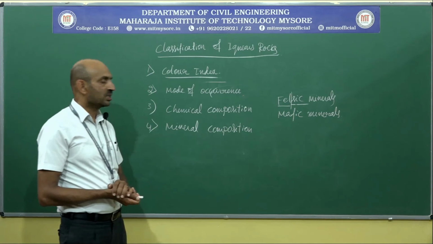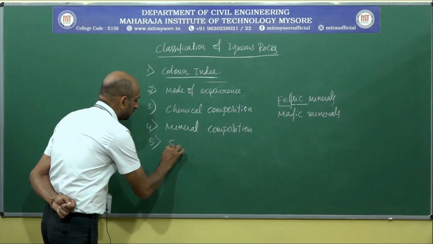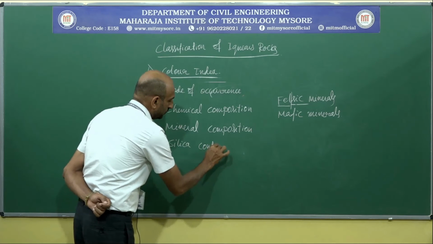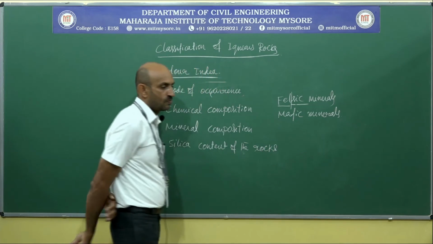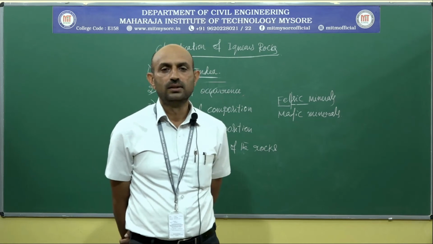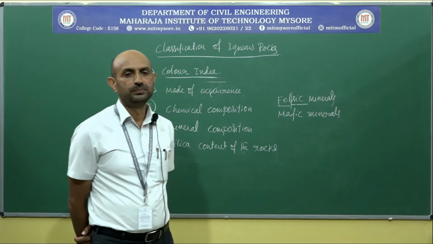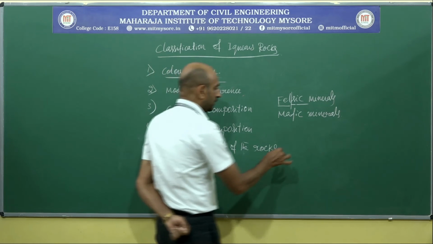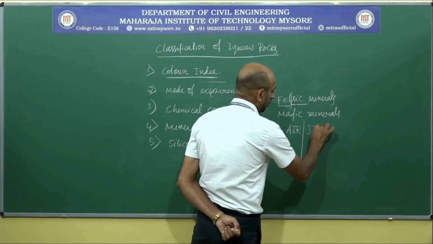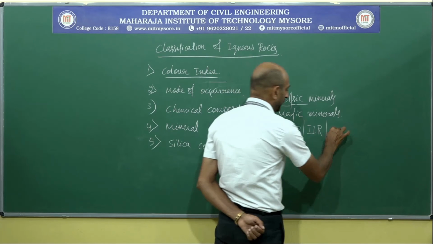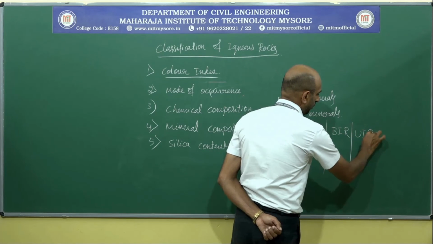The last classification is made on the silica content of the rock. Igneous rocks are classified into four types on the basis of silica percent in a rock. They are: number 1, acidic igneous rocks; number 2, intermediate igneous rocks; number 3, basic igneous rocks; number 4, ultra basic igneous rocks.